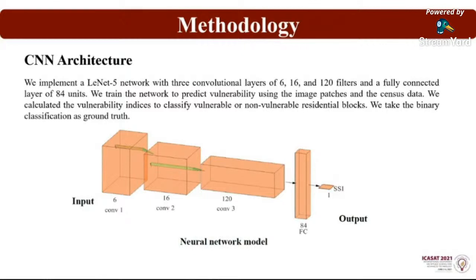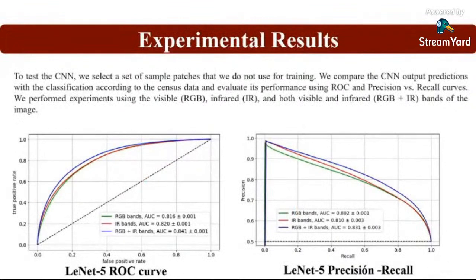We train the network to predict vulnerability using the image patches and the census data. We calculate the vulnerability index to classify a residential block as vulnerable or non-vulnerable. We take a binary classification as ground truth. To test the CNN, we select a set of sample patches that we do not use for training. We compare the CNN output prediction with the classification according to the census data and evaluate the performance using ROC and precision versus recall curves.